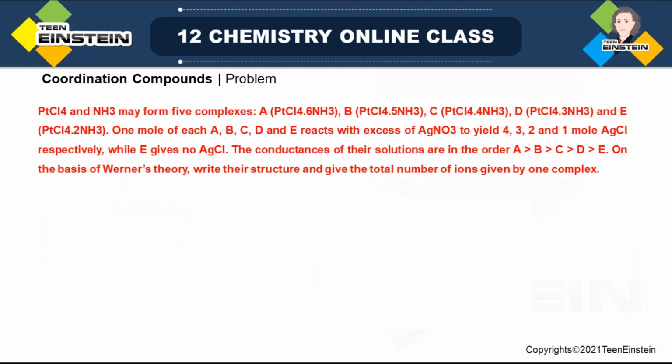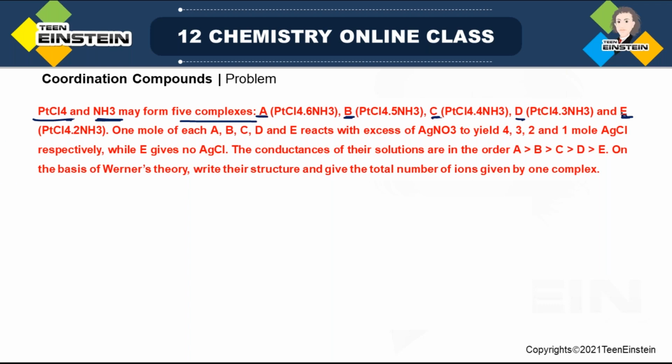Next we have a question which is completely based on Werner theory. PtCl4 and ammonia may form 5 complexes. See, all these formulas are just like the formulas of the cobalt complexes you have seen in Werner's experiment. Total 5 compounds are there. A, PtCl4 6 ammonia. B, PtCl4 5 ammonia. C, PtCl4 4 ammonia. D, PtCl4 3 ammonia. Gradually the number of ammonia is decreasing, and E is 2 ammonia.